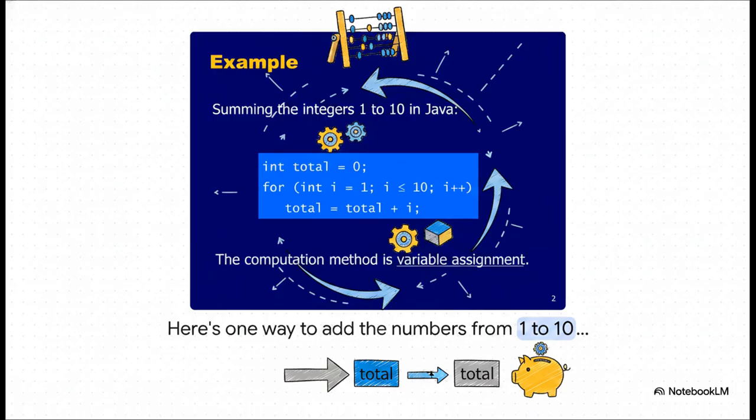Okay, so let's start with something super simple, adding up all the numbers from 1 to 10. Now, if you've ever written a line of code, this probably looks pretty familiar. This is Java, and it's basically a series of steps, right? First, you create a variable called total and you set it to 0. Then you loop from 1 to 10, and with each number you add it to that total. It's a very clear, step-by-step recipe.